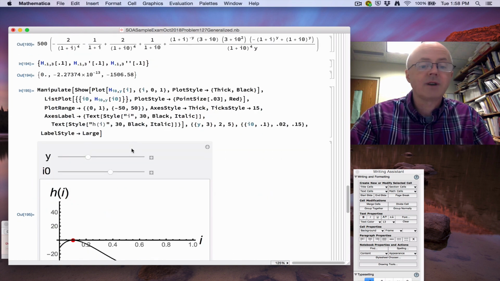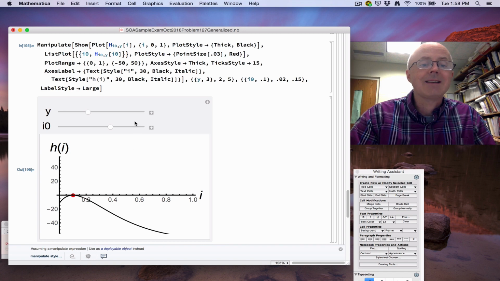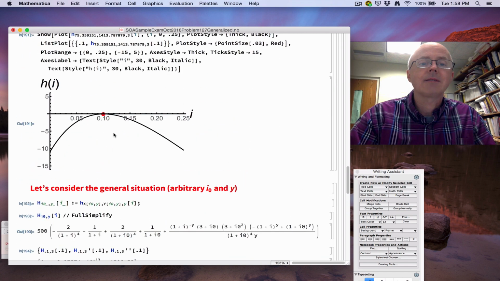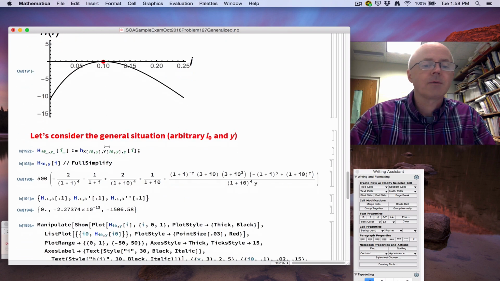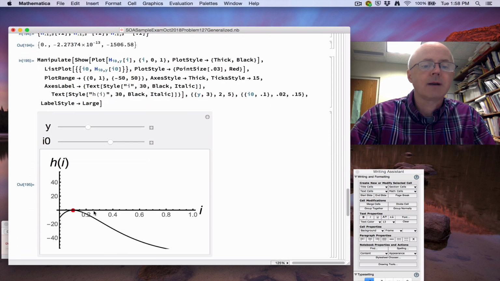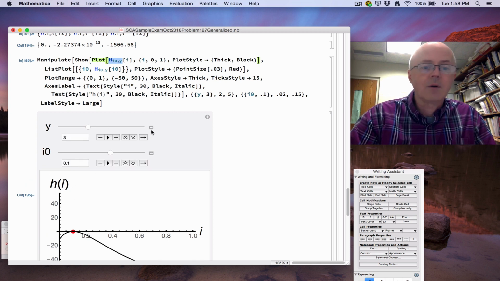I can plot this as a function of I, and this piece of this graph is the same as this graph here, up through I equals 0.25, which is right about here. That's the same thing. I really am graphing little h. This is not a typo here, even though it's a capital H here. And you see the red dot there. But now I can change I0 and little y.